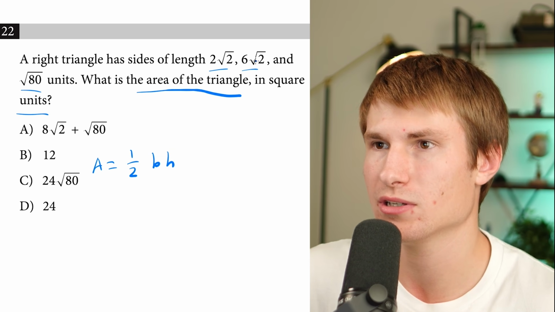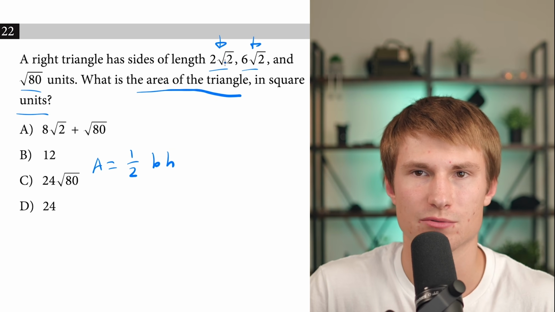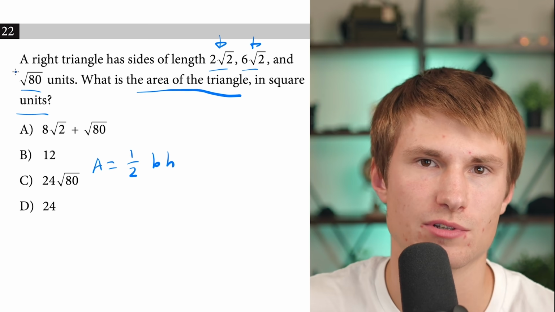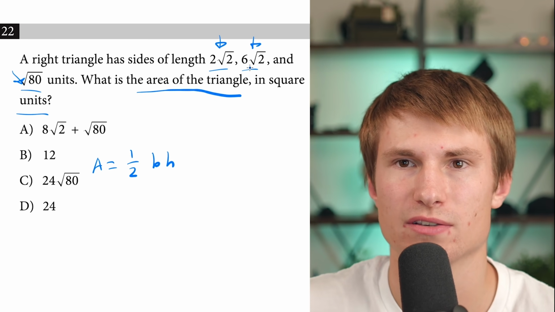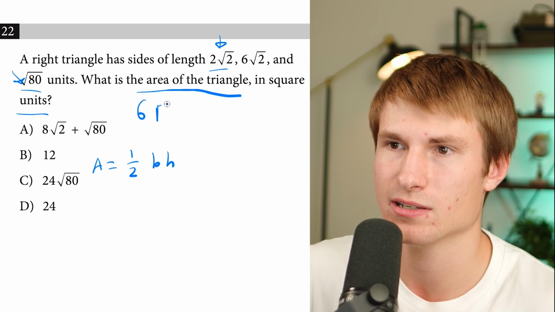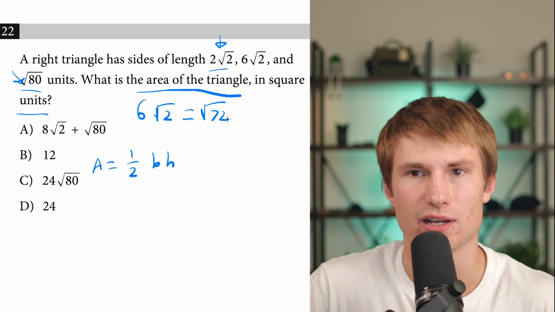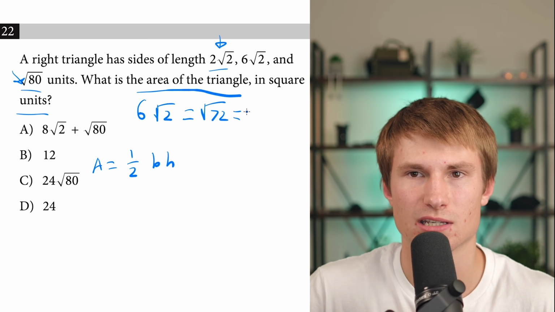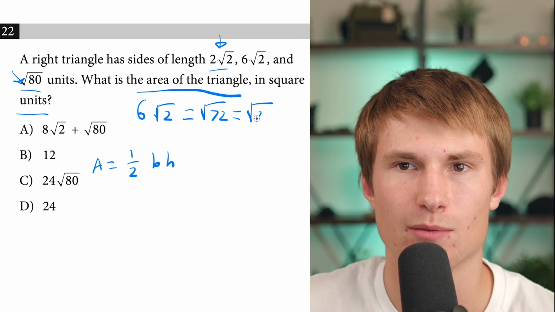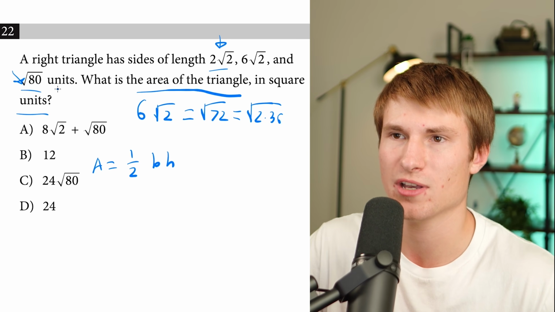So what I notice here is that I've got 2 root 2, 6 root 2. So this is obviously the greater. So we know one of our legs will be that 2 root 2. Now between 6 root 2 and root 80, what I know is if I take 6 and I square it, I get 36. So I could rewrite 6 root 2 as root 72. And I get root 72 because I take 6 squared, that gets me 36, and then I multiply that by that 2. So I know that ultimately this root 80 is what will be the hypotenuse.